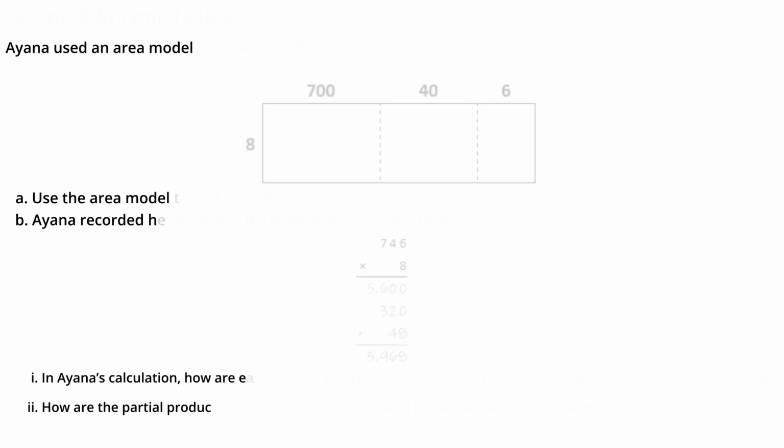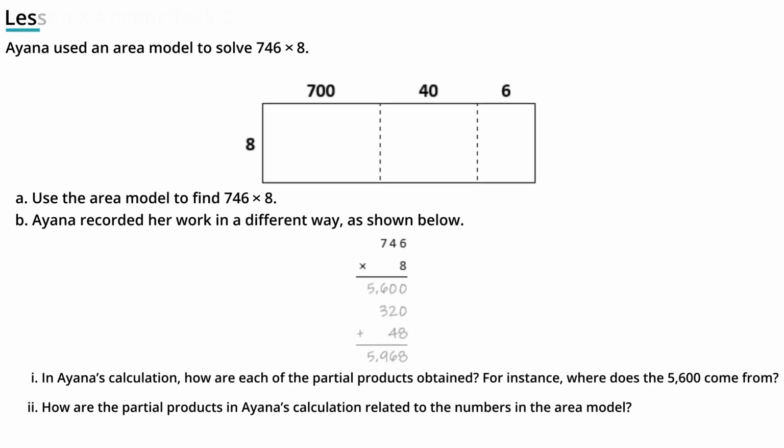Let's take a look at a task from early in this series, Lesson 8, Anchor Task 2, to see how students begin this journey. As you solve, consider how the area model is a helpful pictorial representation, and notice its connections to the vertical written method in Part B. In this task, students look at 2 ways to multiply 746 times 8.